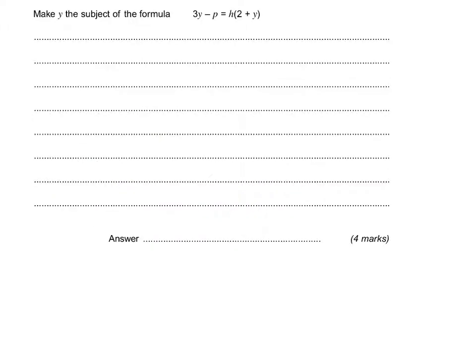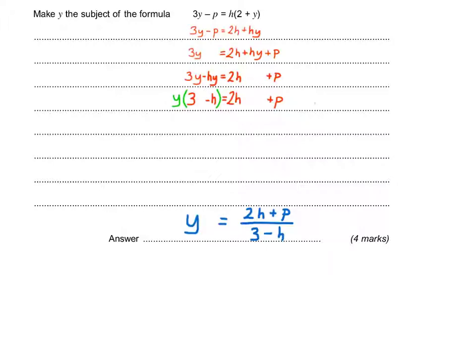Okay, next question. Make y the subject of the formula 3y minus p equals h brackets 2 plus y. Well, the first thing I'm going to do is multiply the bracket. So that h times 2 plus y becomes 2h plus hy, h times everything in the brackets. Then what I really want is the y on one side and everything else on the other side, so that I can end up with y equals something.